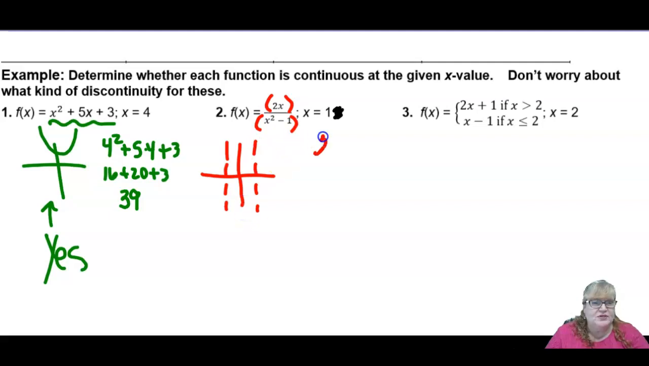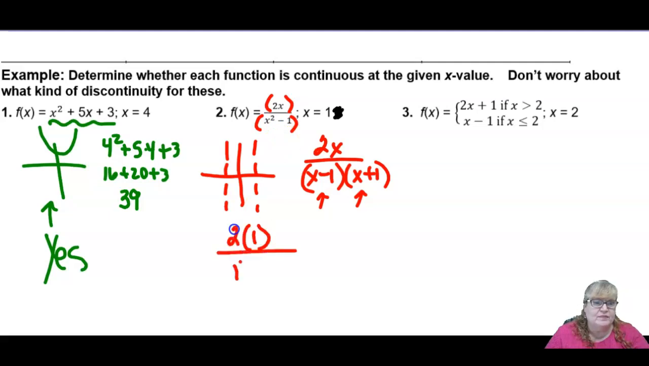Because if I factor the bottom, factors x minus 1 and x plus 1, this and this are undefined places. So the question is, what happens at x equals 1? Well, if I put a 1 in top and bottom, I get 2, but down here I get 1 minus 1 is 0. You can't divide by 0, so it is undefined at 0. I'm sorry, at 1.